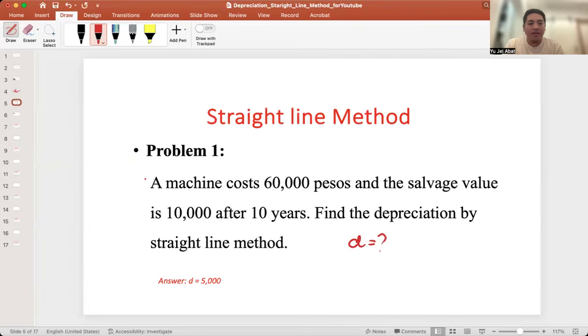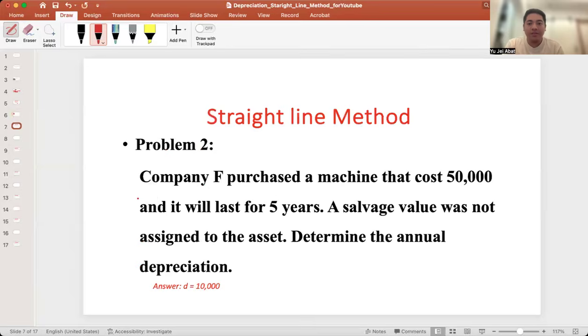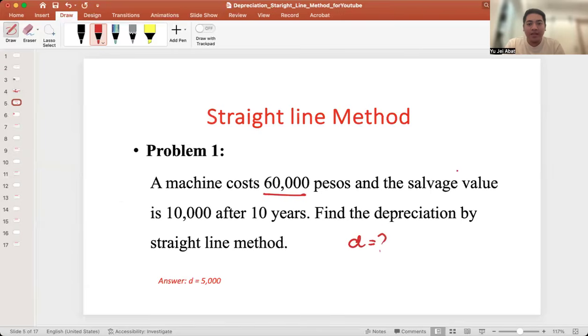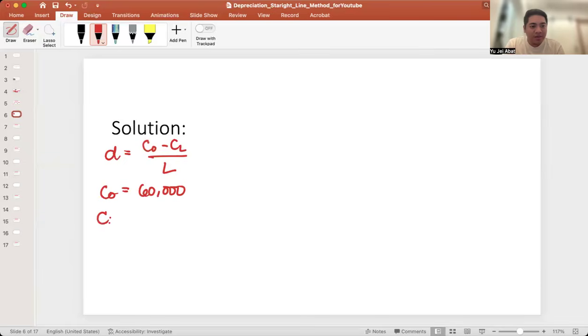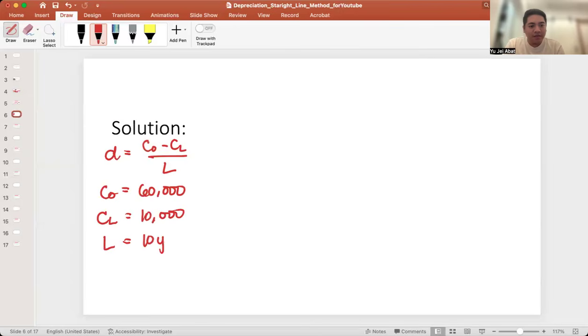And we can write the given. A machine costs 60,000 pesos. So that will be your original cost or the first cost, 60,000 pesos. Okay? And then it has a salvage value of 10,000. So the salvage value C sub L is 10,000 and the useful life is 10 years. So we have 10 years.